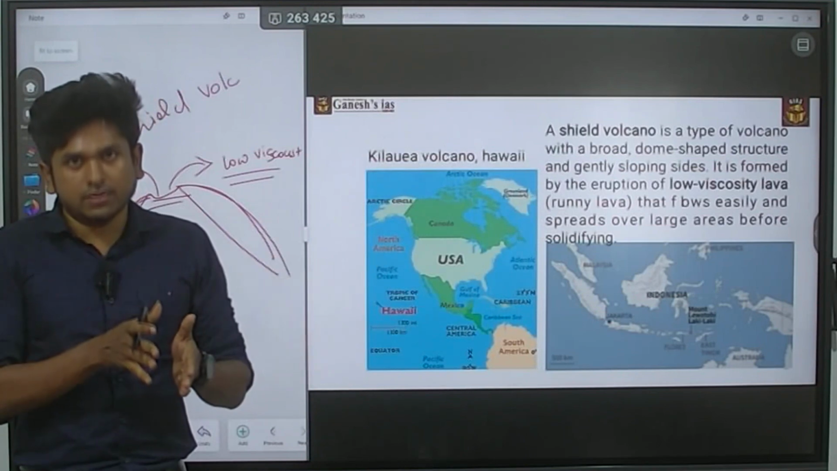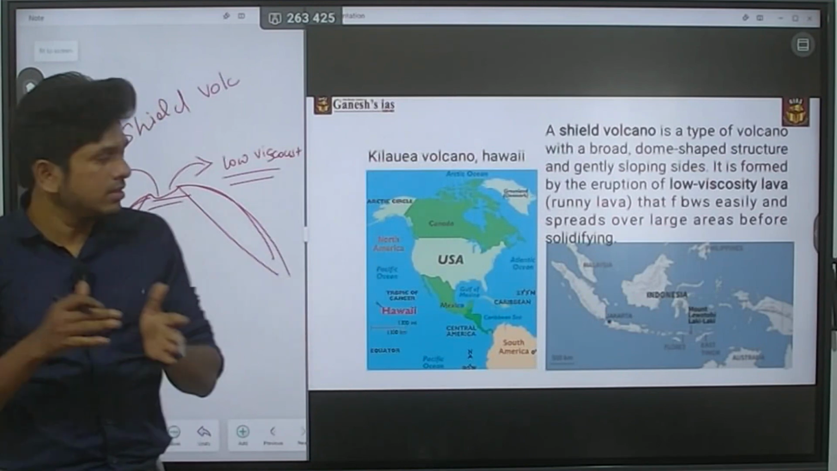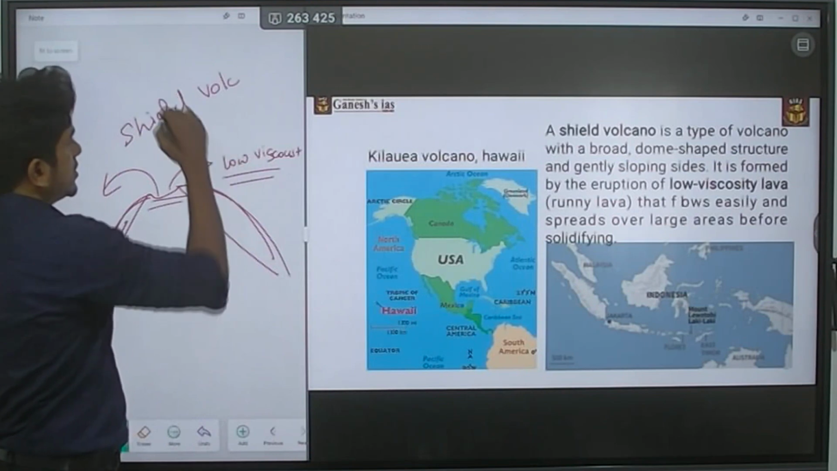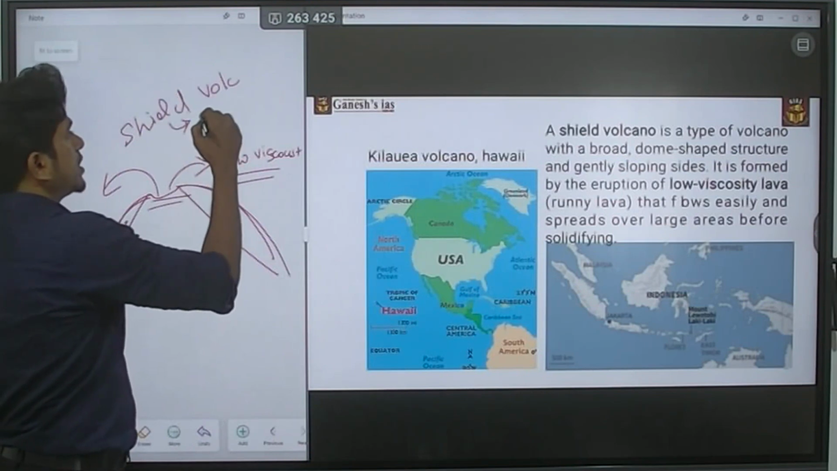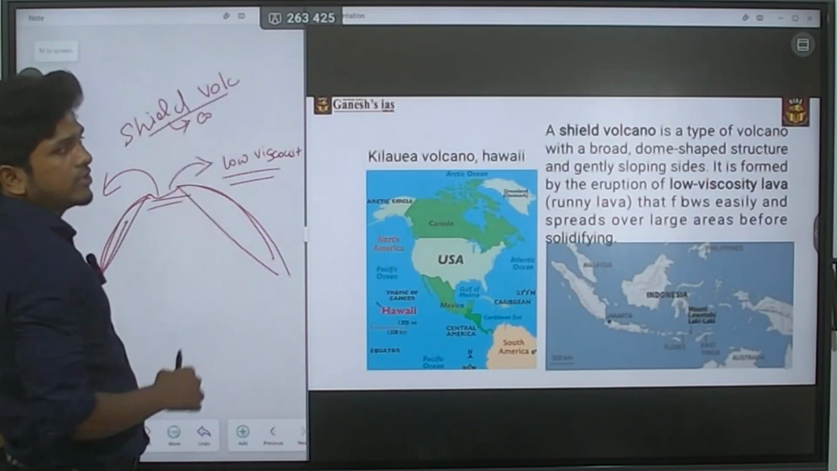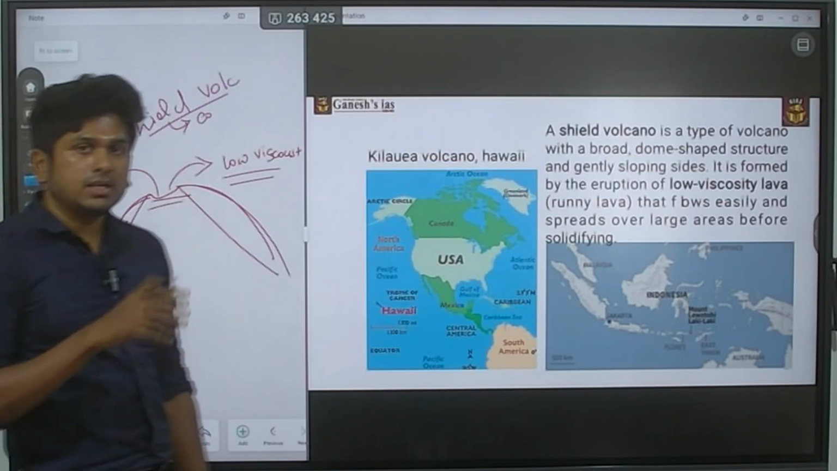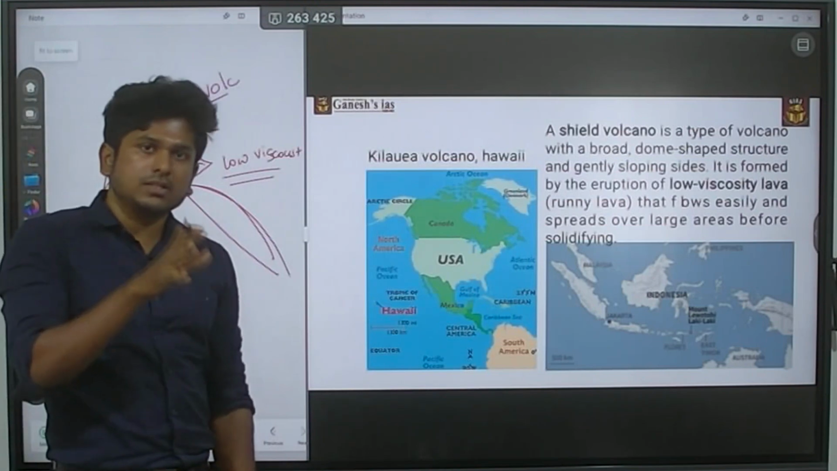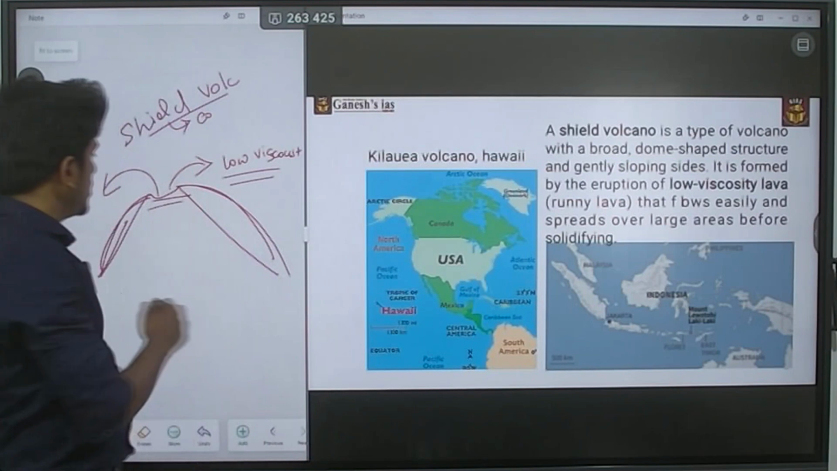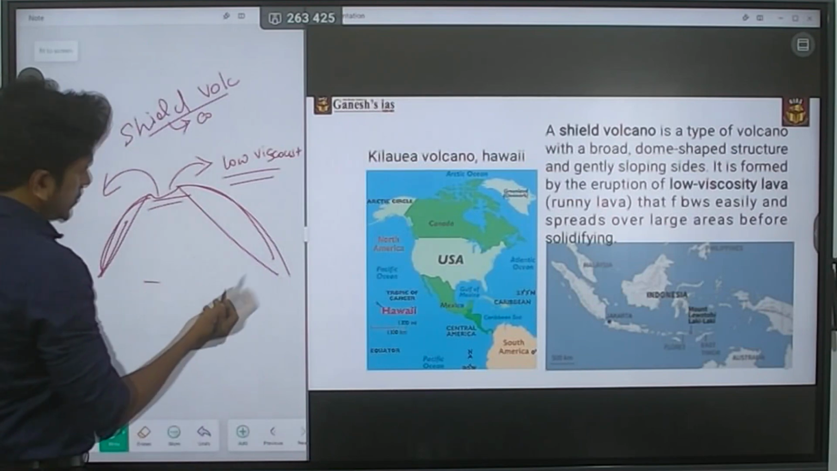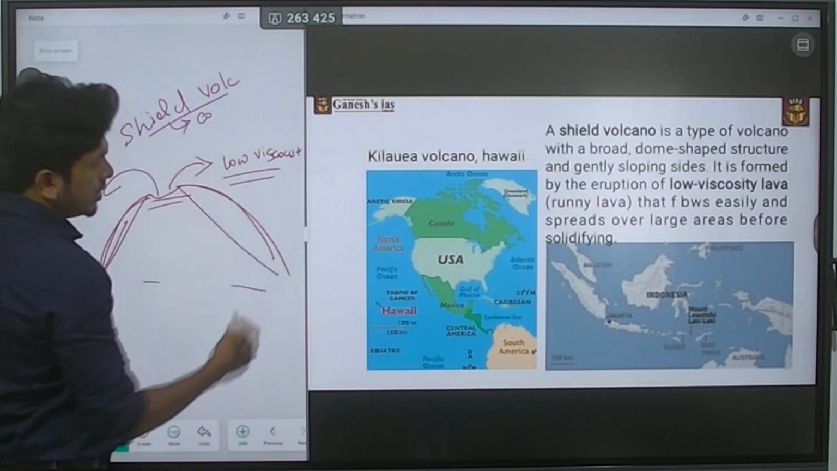So based on the current affair, you can connect with the conventional part, it is a shield type of volcano. Okay, if they are going to ask a question purely from current affairs, they will go for a match the following of Kilauea volcano, Hawaii.